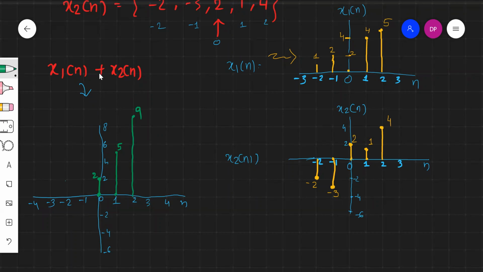Value is 9. And at the -1 index, it is 2 - 3, that is -1. And at the -2 index, it is -1, so 1 - 2 is -1.